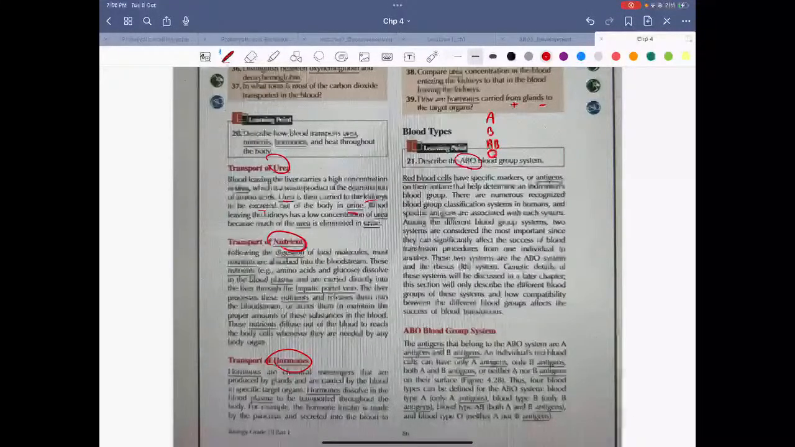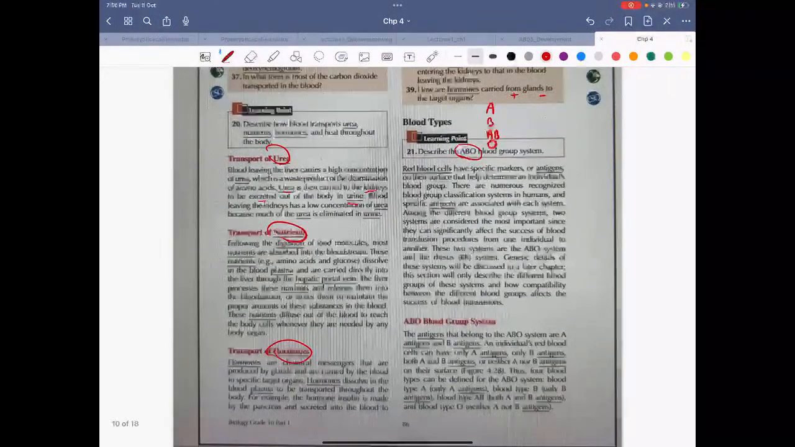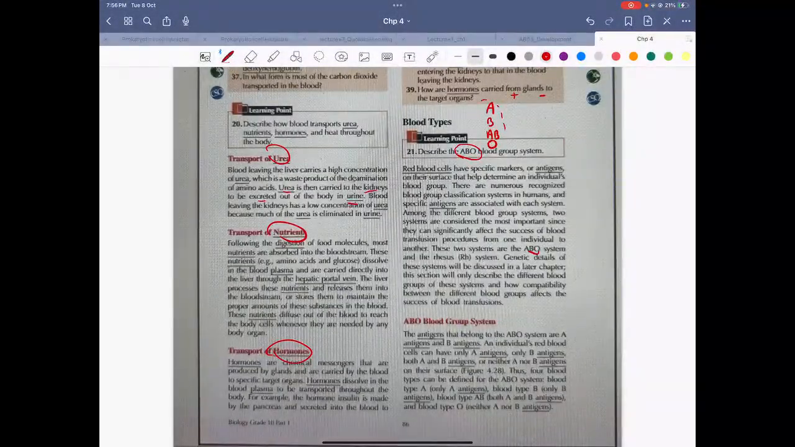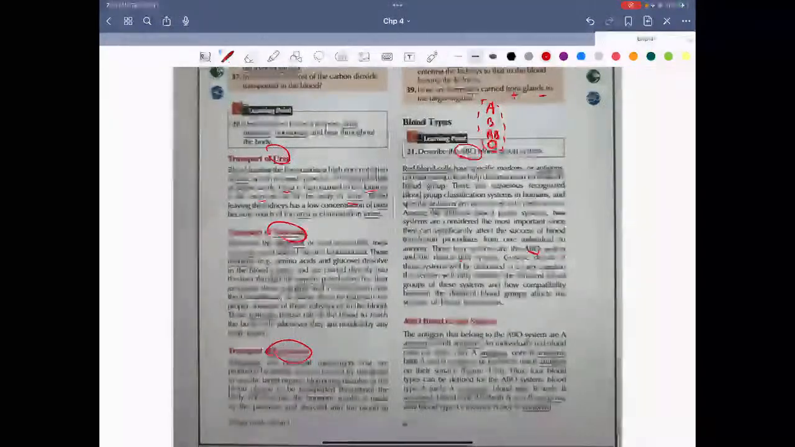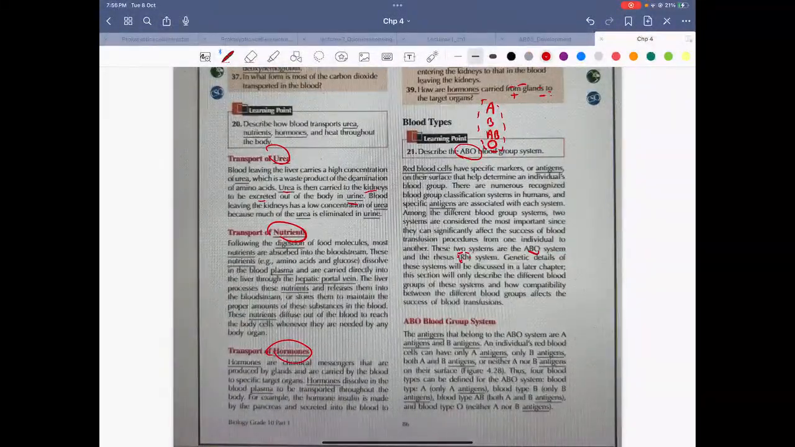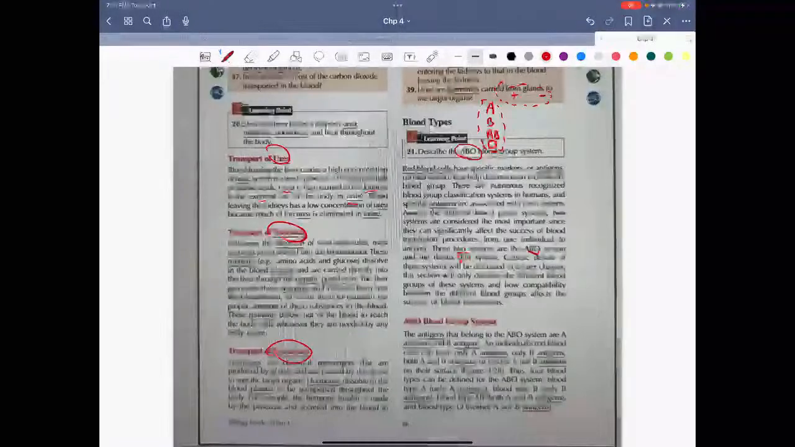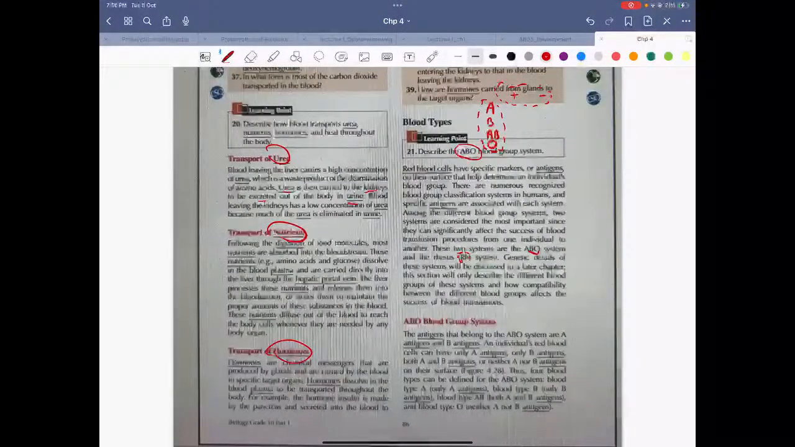So we have two systems for determining blood groups. We have the ABO system, which talks about this, and we have the Rh system, which talks about whether it's positive or negative. And this is very important because if someone needs a blood transfusion and we give him the wrong type of blood, there's going to be a disaster in someone's body. Your cells will start attacking other cells in your body and people can actually die from that.